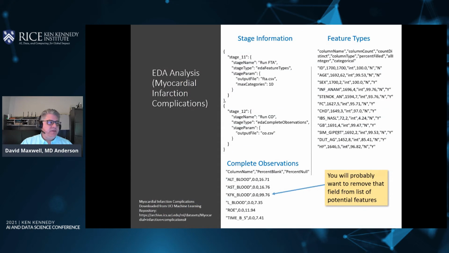The third example is actually exploratory data analysis, and I show here feature type analysis and complete observations. On the right is the feature type, so I'm looking to get some idea of what is in my data set fairly quickly. I can look at what the column types are, how much is percent filled, whether it's categorical based on a cutoff or not, and also how much is percent null or percent blank in my data set. Then we can use that to quickly list potential features that we want to remove from our data set.